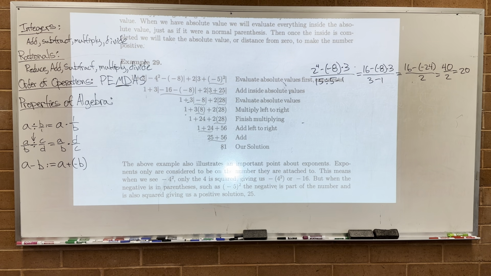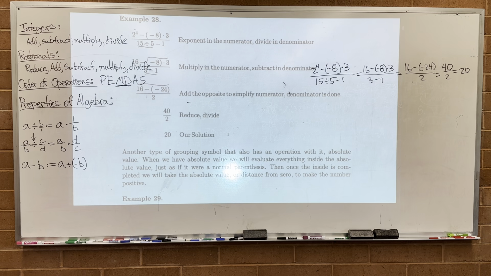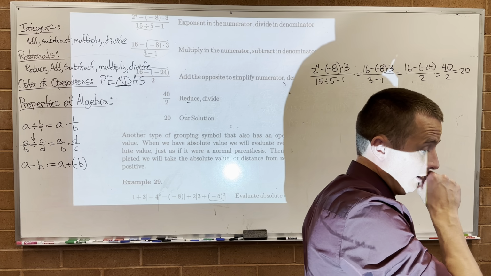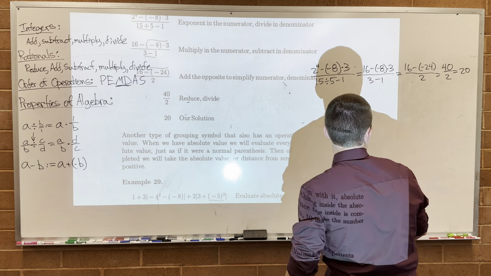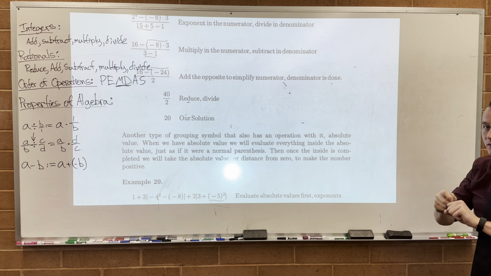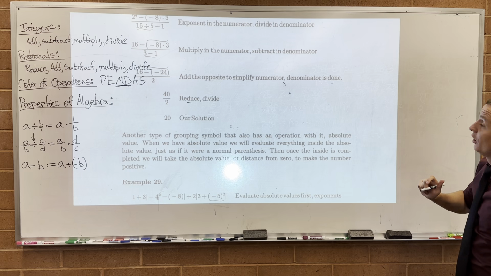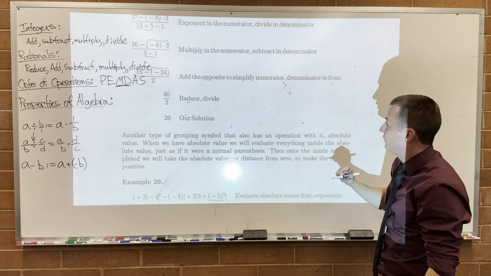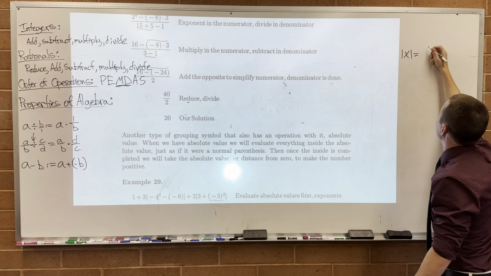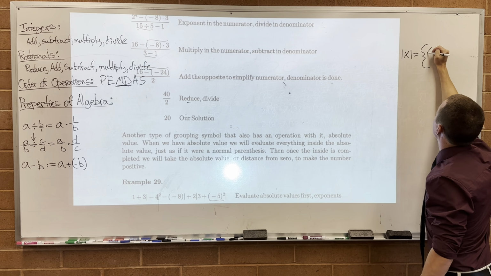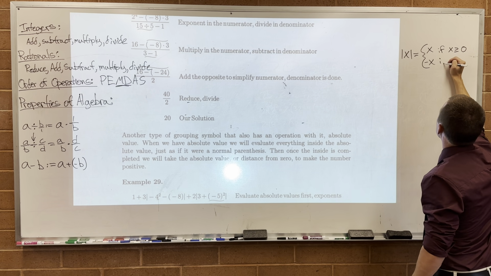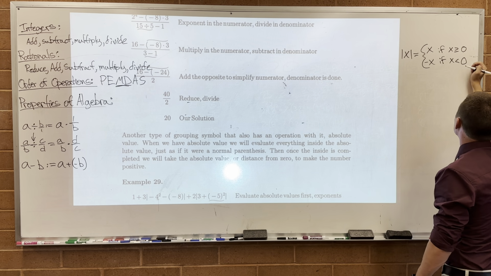Oh, he did a different one. Absolute values. Have you done absolute values before? Yes. So write out a definition for absolute value really quick. The absolute value of x is equal to x if x is greater than or equal to 0, and negative x if x is less than 0.